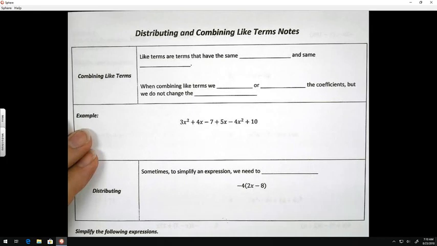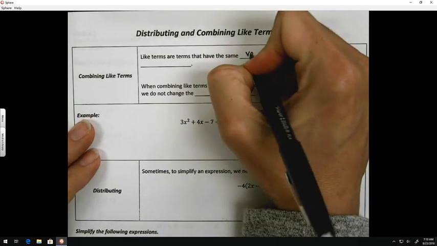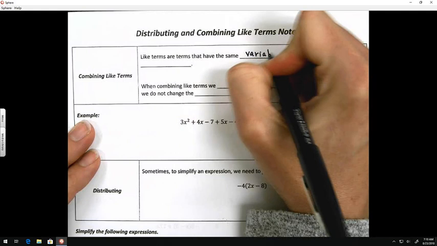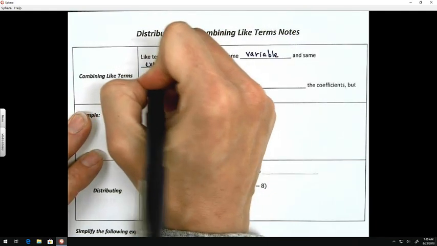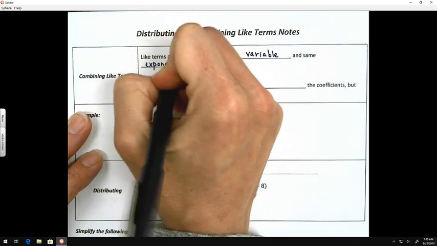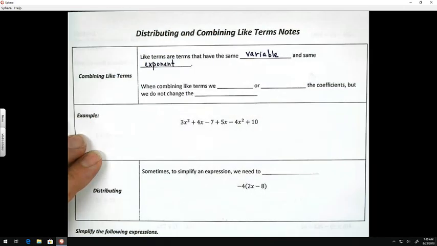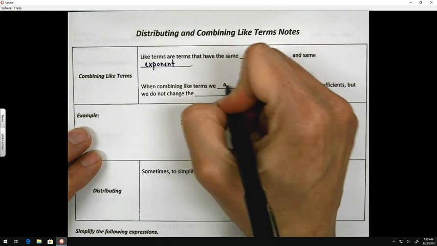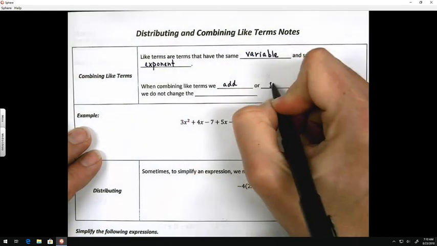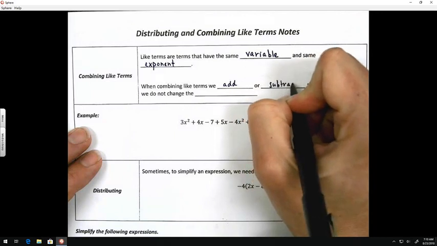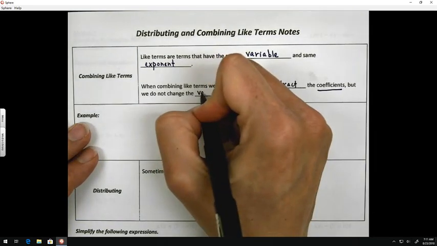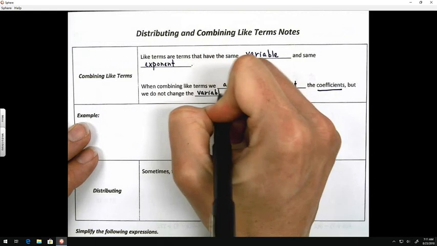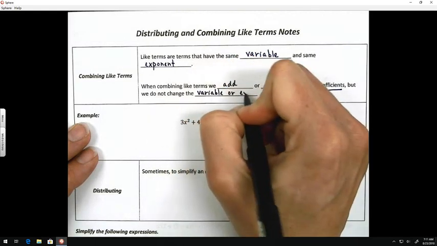Like terms are terms that have the same variable and the same exponent. So when we're combining like terms, we add or subtract the coefficients. So we're only messing with the coefficients, but we do not change the variable or the exponent. Those stay exactly the same.